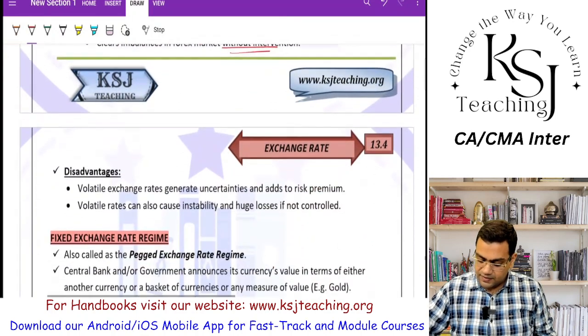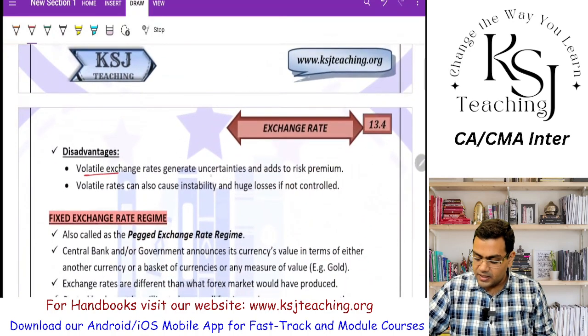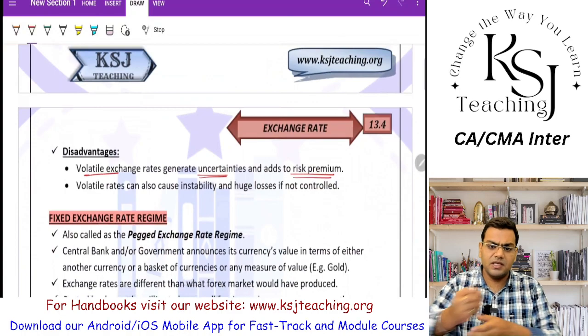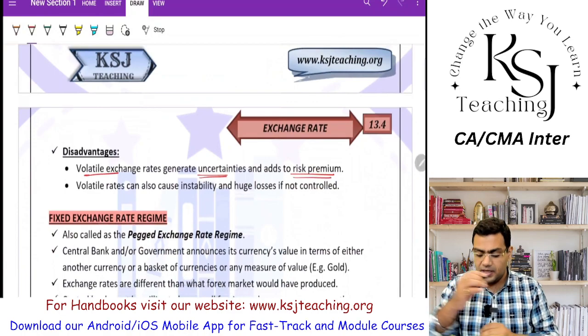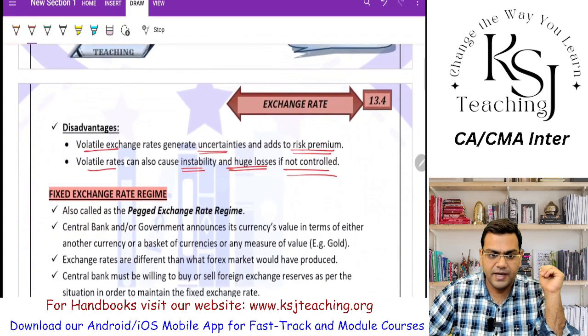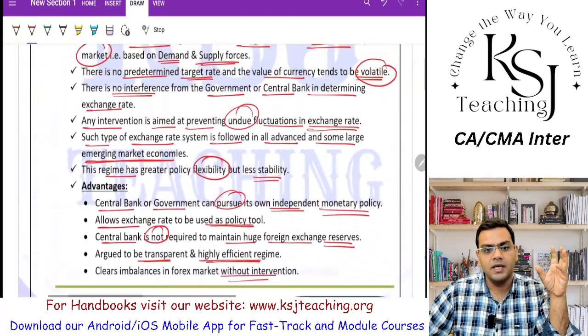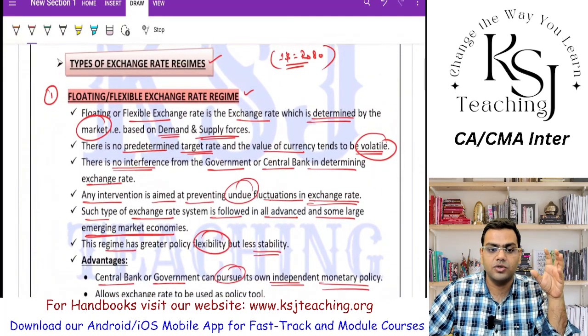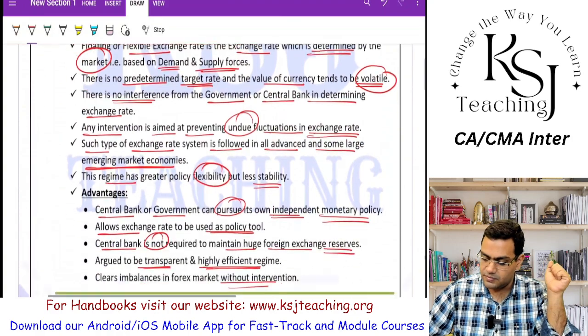So what are the disadvantages? The volatile exchange rates generate uncertainties and add to the risk premium. Obviously, they are volatile. There is no stability in that. The volatile rates can also cause instability and huge losses if not controlled. That is quite obvious. Just go through it once. What is more important is that you should know what a floating exchange rate regime is, right?